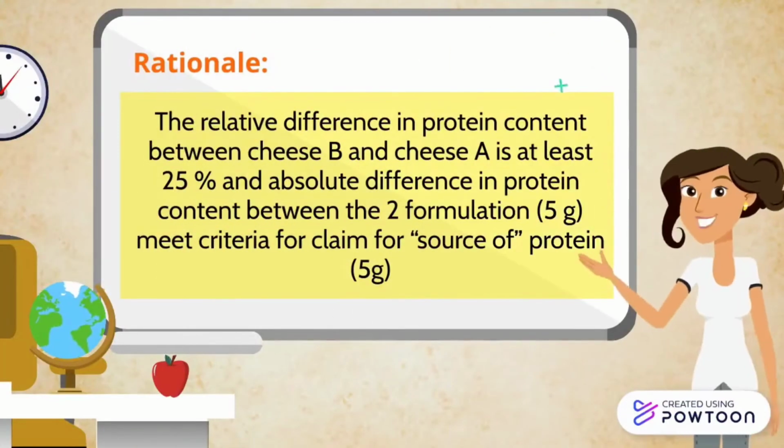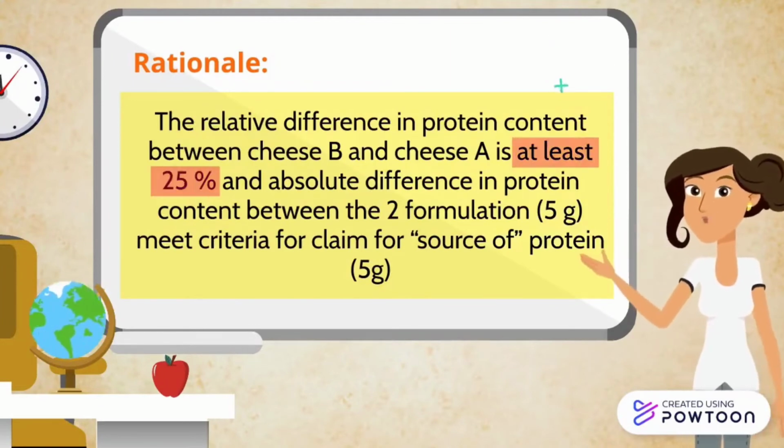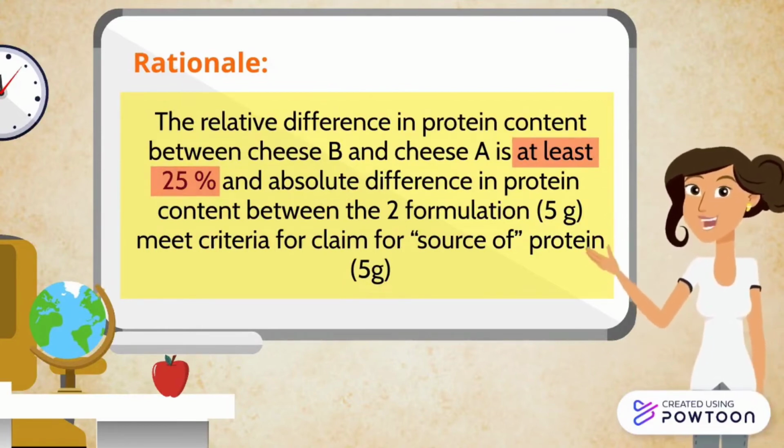The rationale is the relative difference in protein content between cheese B and cheese A is at least 25%, and the absolute difference between the two formulations, 5 gram, meets the criteria for claim for source of protein, 5 gram.